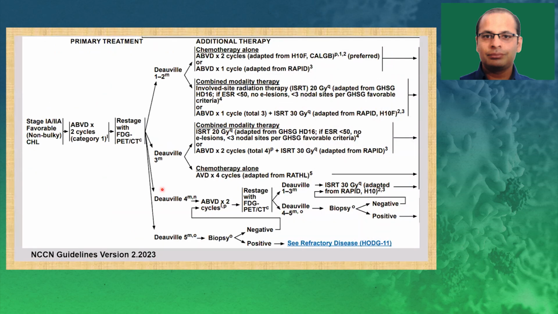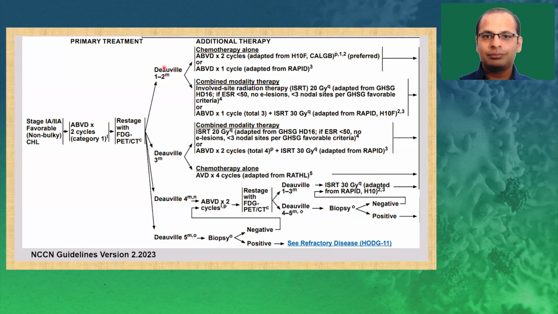So let's start. I'll be focusing mainly on the basis of the NCCN guidelines and providing the evidence for the same. Whenever you have a stage 1A or 2A disease, favorable type, that is no B symptoms, less than 3 sites, ESR is low, age is less than 50 for most of the cases, and stage is 1 or 2, so non-bulky disease, you start with ABVD. This is a standard regimen for most of the patients. 2 cycles, do an interim PET.